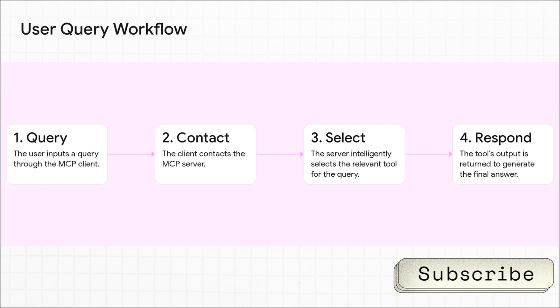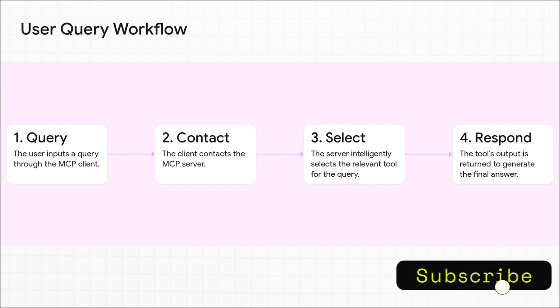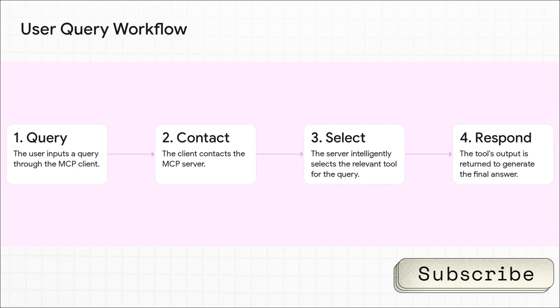First, you type in your question through the client. Second, that client pings the MCP server. Third, and this is the magic moment, the server intelligently analyzes your query and selects the perfect tool for the job. And finally, the output from that chosen tool is sent back to the client, which then generates your final answer. It's just a clean, logical, and super effective flow.